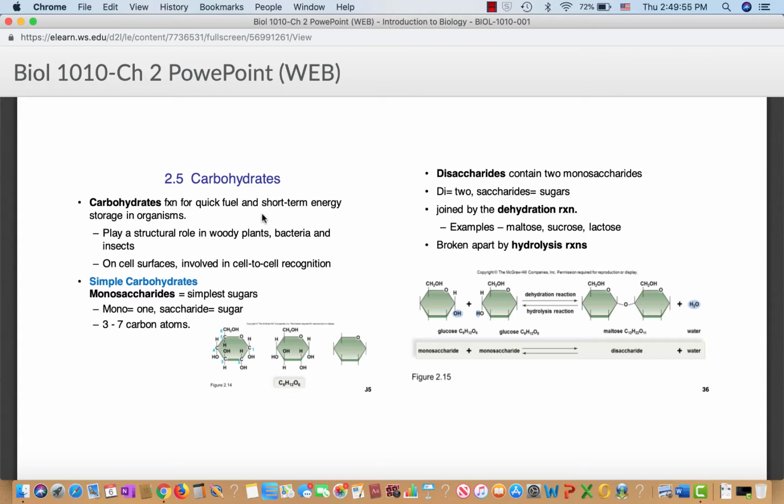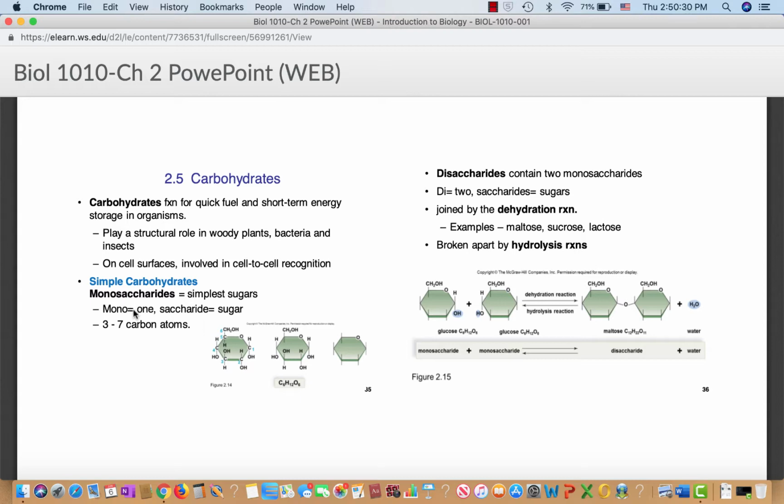Carbohydrates, typically quick fuel, short-term energy. Now they play a structural role in woody plants and bacteria. The funny thing is the starch in your potato is exactly the same as the starch in a 2x4. It's like the subunits anyway, the monomers. It's just one's in an alpha configuration and one's in a beta. And you have the enzymes required to break down the potato, but not the 2x4, which is kind of cool, I guess.